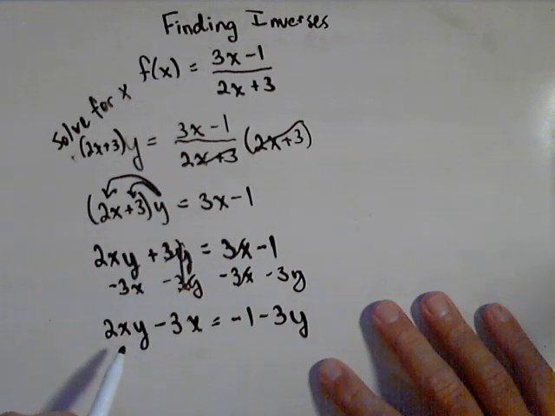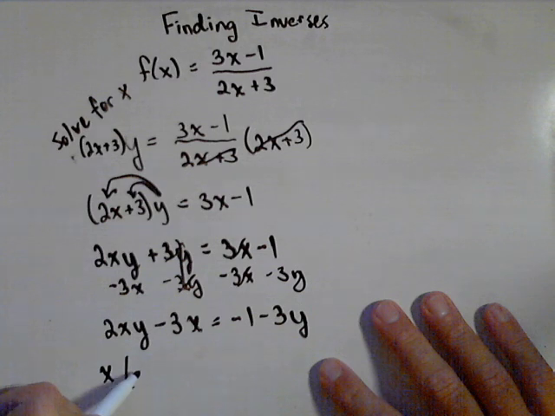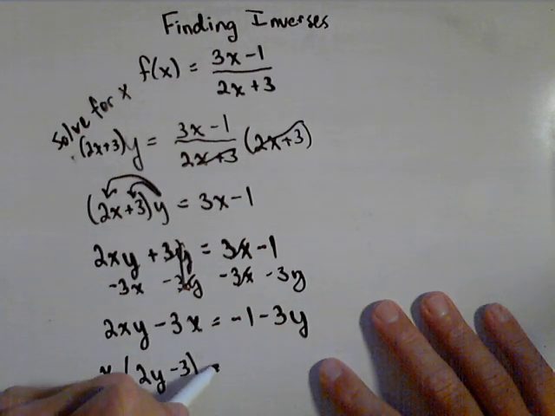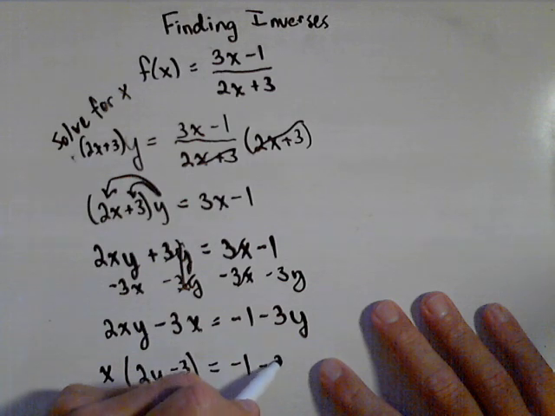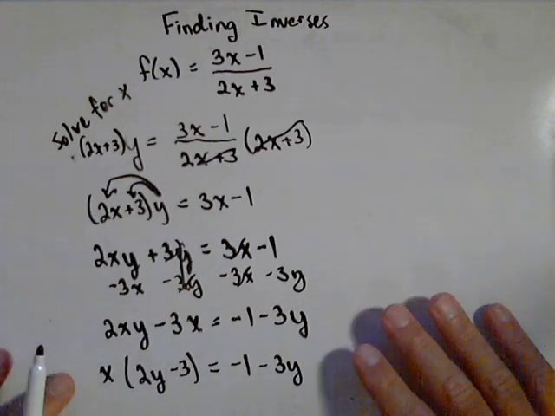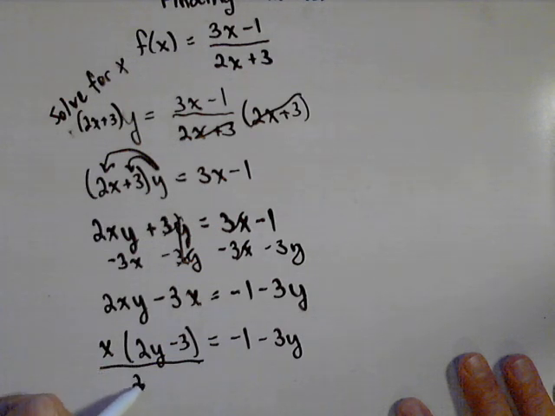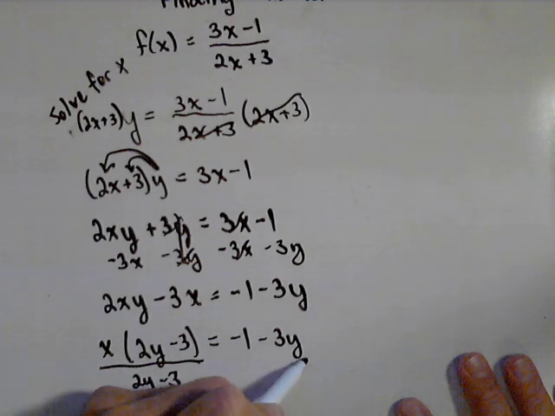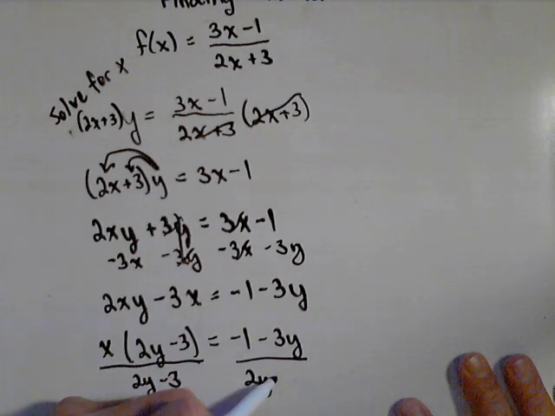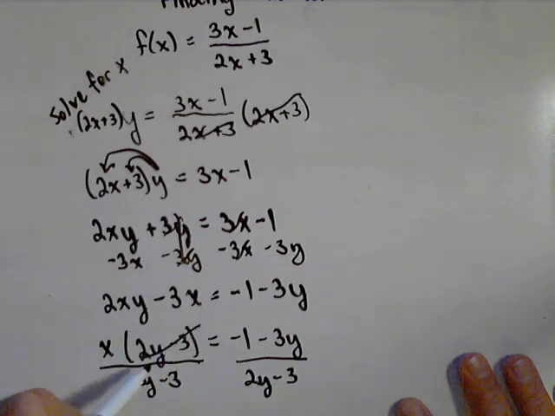The reason we did that is so we could factor out x. So I can rewrite this as x times the quantity 2y minus 3 equals negative 1 minus 3y. So my final step is to divide both sides by 2y minus 3, and that will cancel over here, and I have my inverse.